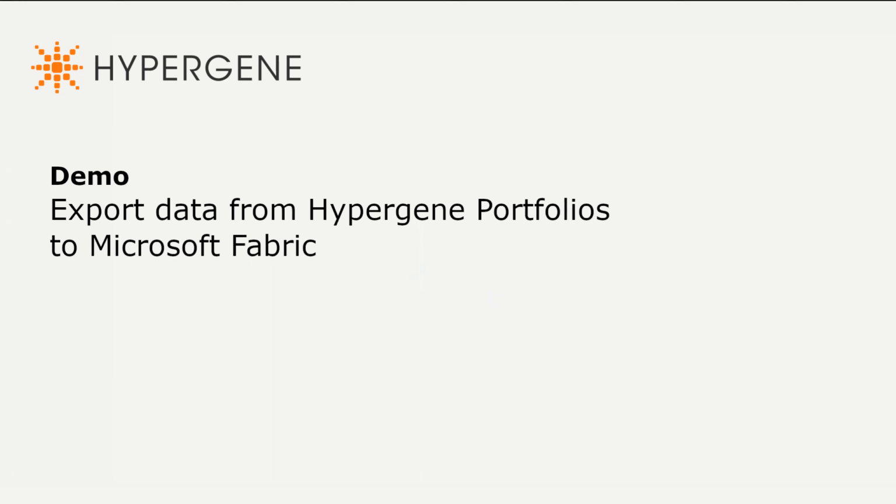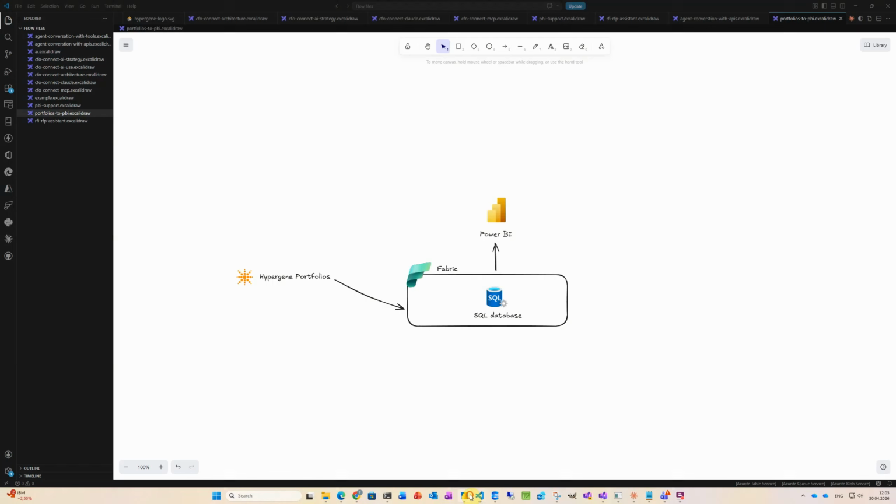Hi, in this demo, I'll show the basics of exporting data from Hypergene portfolios to Microsoft Fabric and displaying it in a Power BI report. Our setup looks like this. I have a SQL database in Fabric and a Power BI report built on top of that.